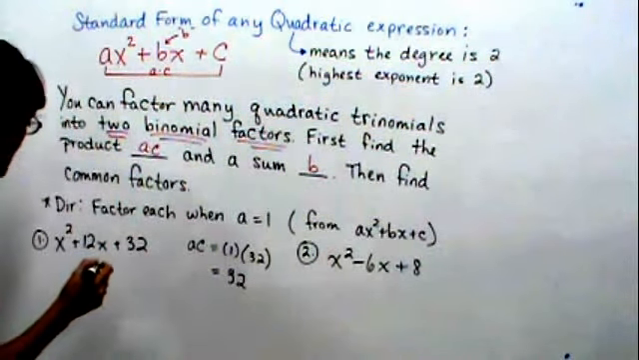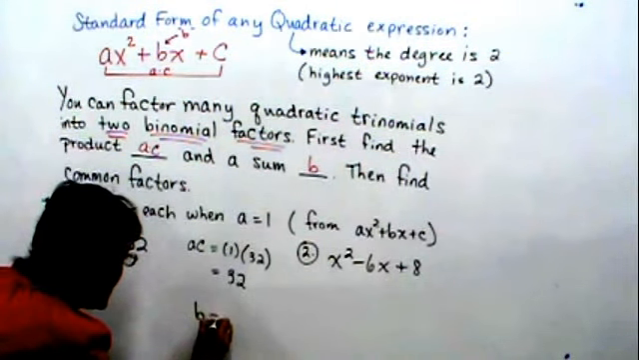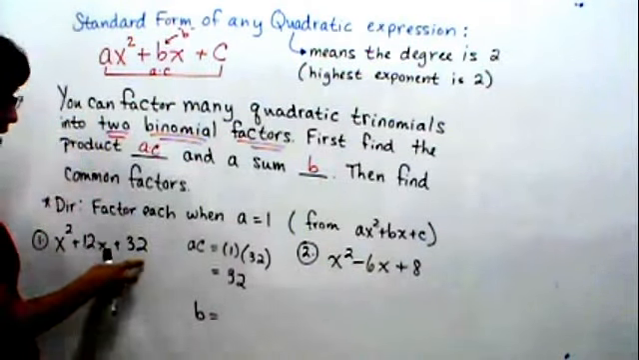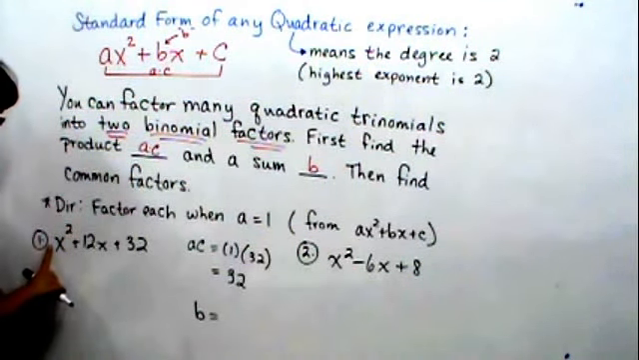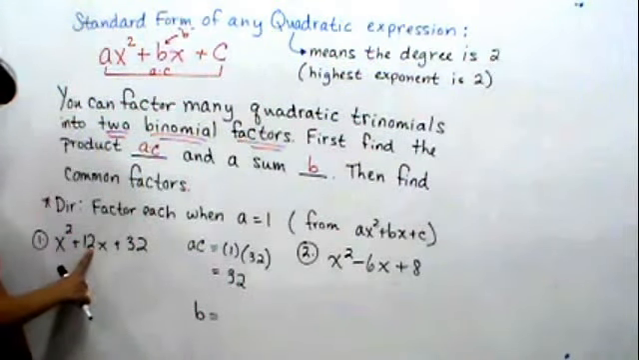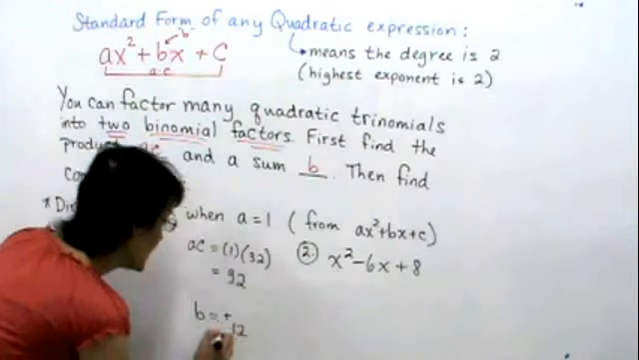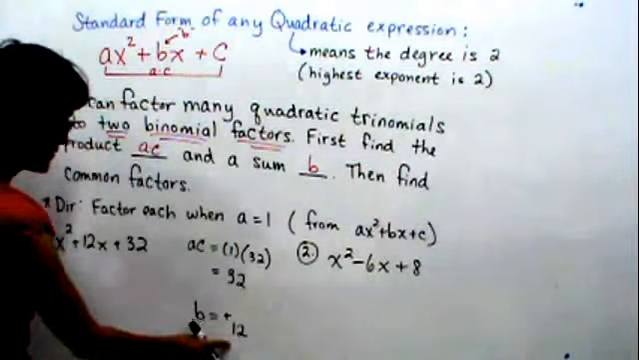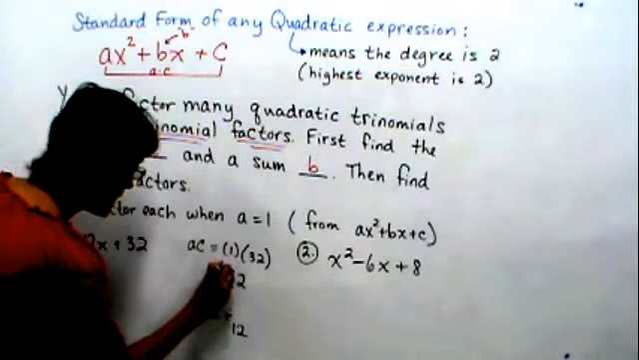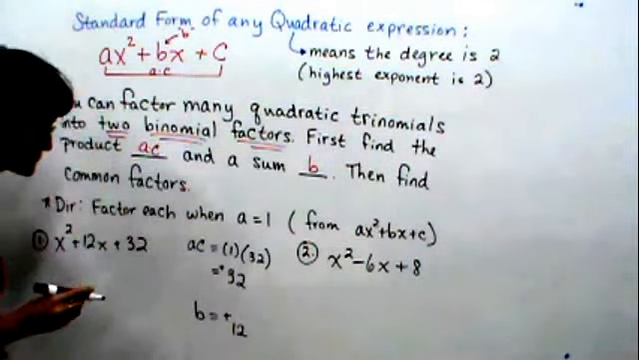Then I have my B. I'll leave myself a little bit of space. So I've got B equals. Then I go and I find my B in this expression. Again, this is your A, this is your B, that's your C, so your B is 12. I like to take the sign with it because it helps you. So that's a positive 32 and a positive 12. I like to take that sign with it.